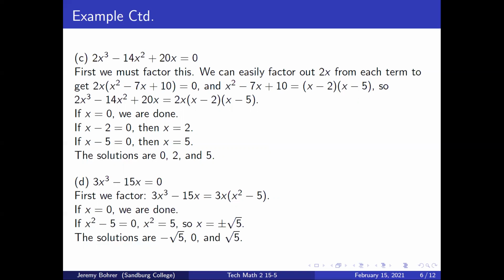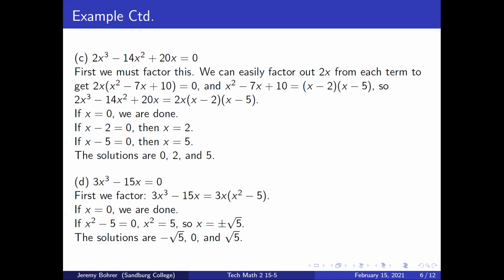D, 3x cubed minus 15x equals 0. First, we factor. 3x cubed minus 15x equals 3x times x squared minus 5. If x equals 0, we are done. If x squared minus 5 equals 0, then x squared equals 5, so x is plus or minus the square root of 5.